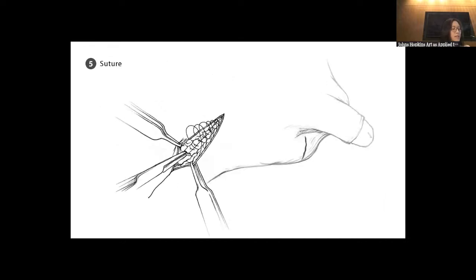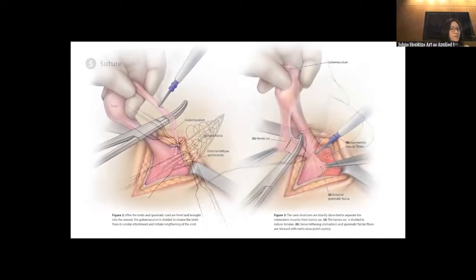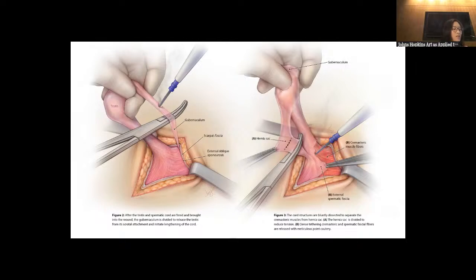The scrotal skin is closed with buried interrupted stitches. The external oblique fascia is closed with interrupted stitches and Scarpa's with running. For my final illustration, which is laid out for a journal figure, I chose to render division of the gubernaculum and hernia sac. This concludes my first presentation, and I welcome any questions or comments.